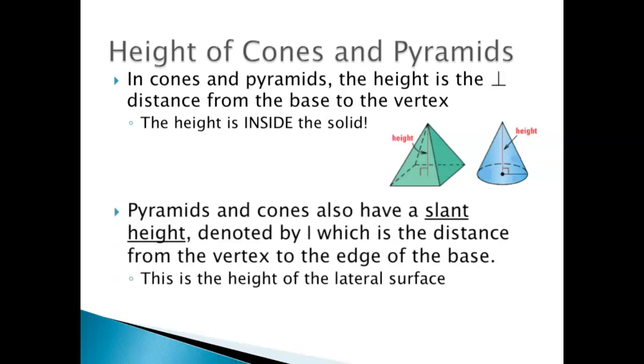Now pyramids and cones have a slant height, which is denoted by L, which is the distance from the vertex to the edge of the base. And we call this the height of the lateral surface. So you can see here a cone and a pyramid. That slanted measurement is called the slant height. So it's the measure from the vertex at the top to the edge of the base on the bottom.